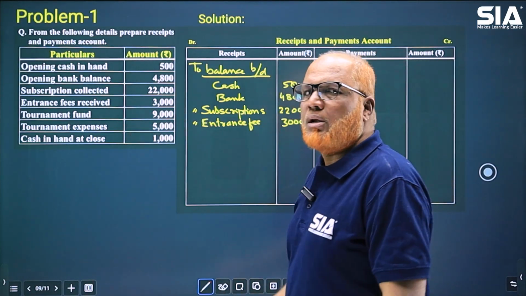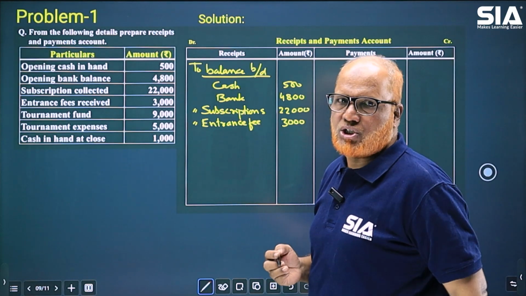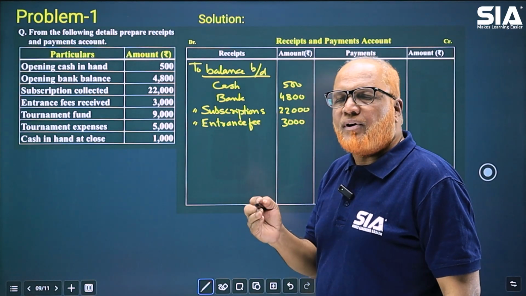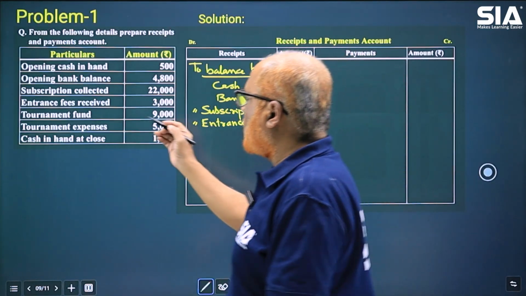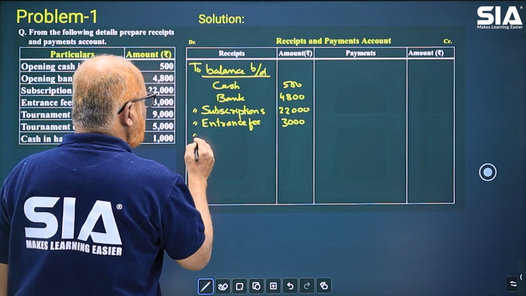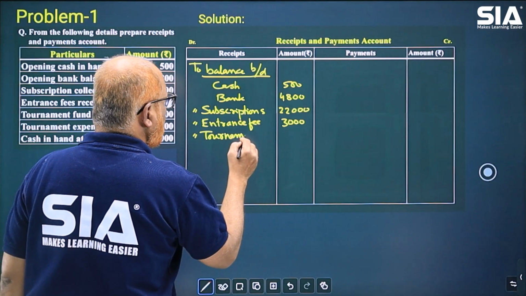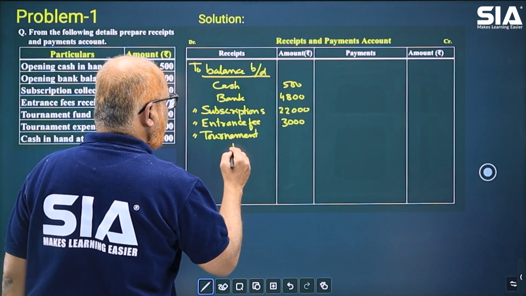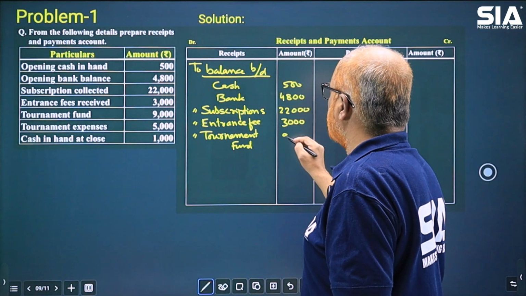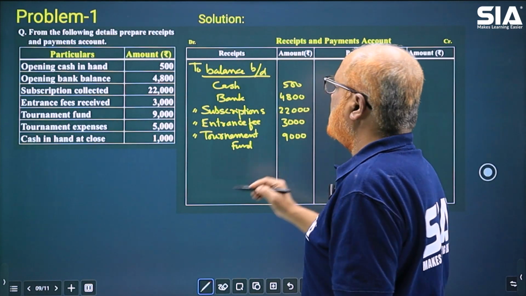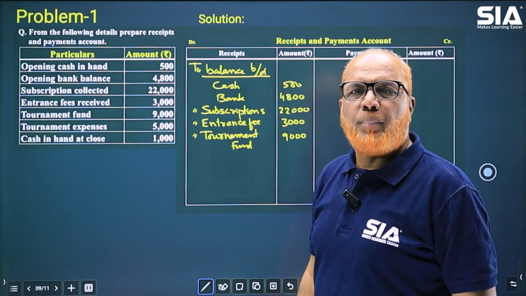Next comes tournament fund. Tournament fund is also one of the receipts of cash. That means the non-profit organization has collected this fund from the members. Tournament fund, debit side I am taking. Tournament fund. That is given in the problem as 9,000. Right?